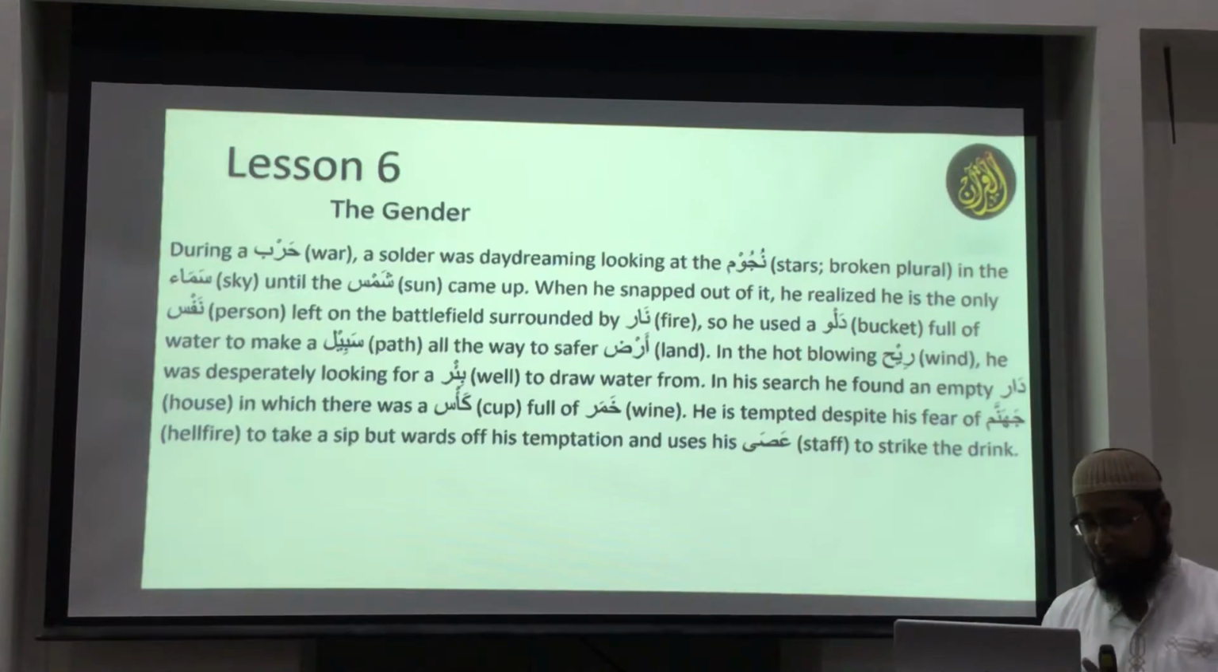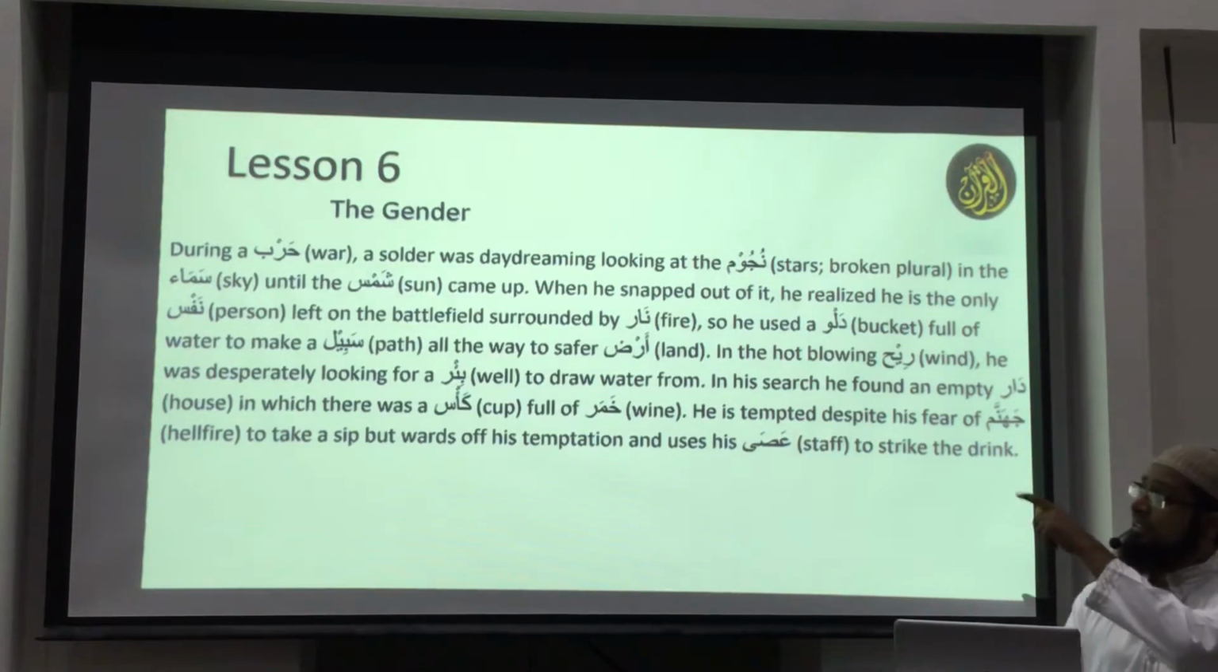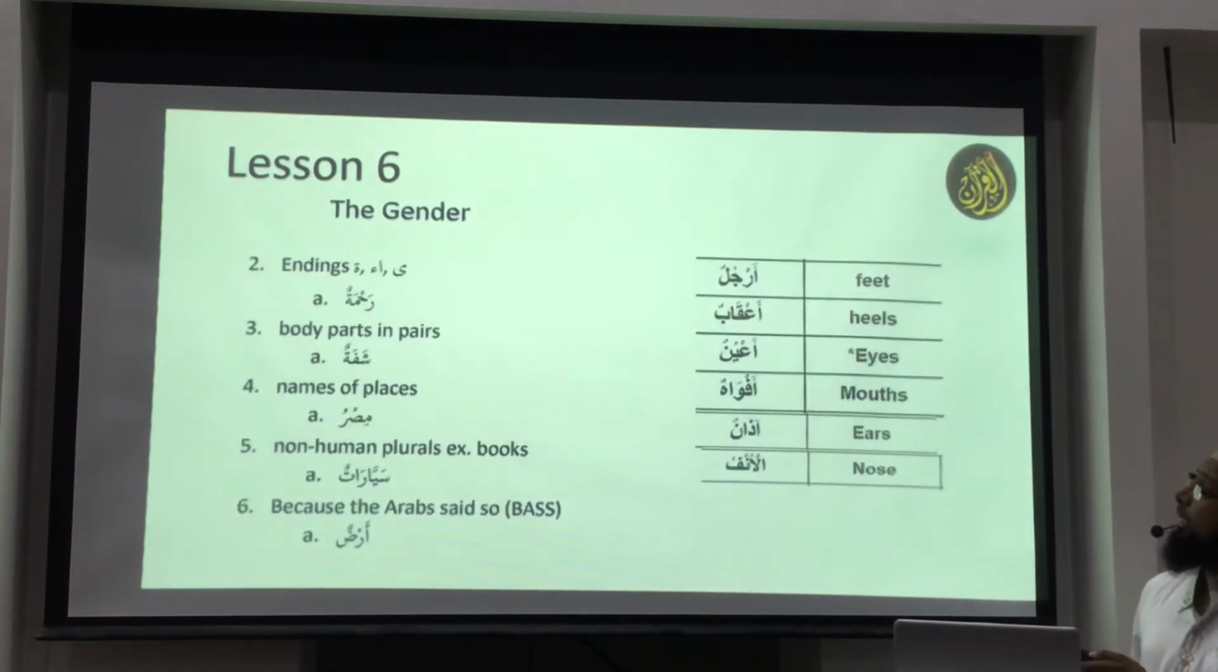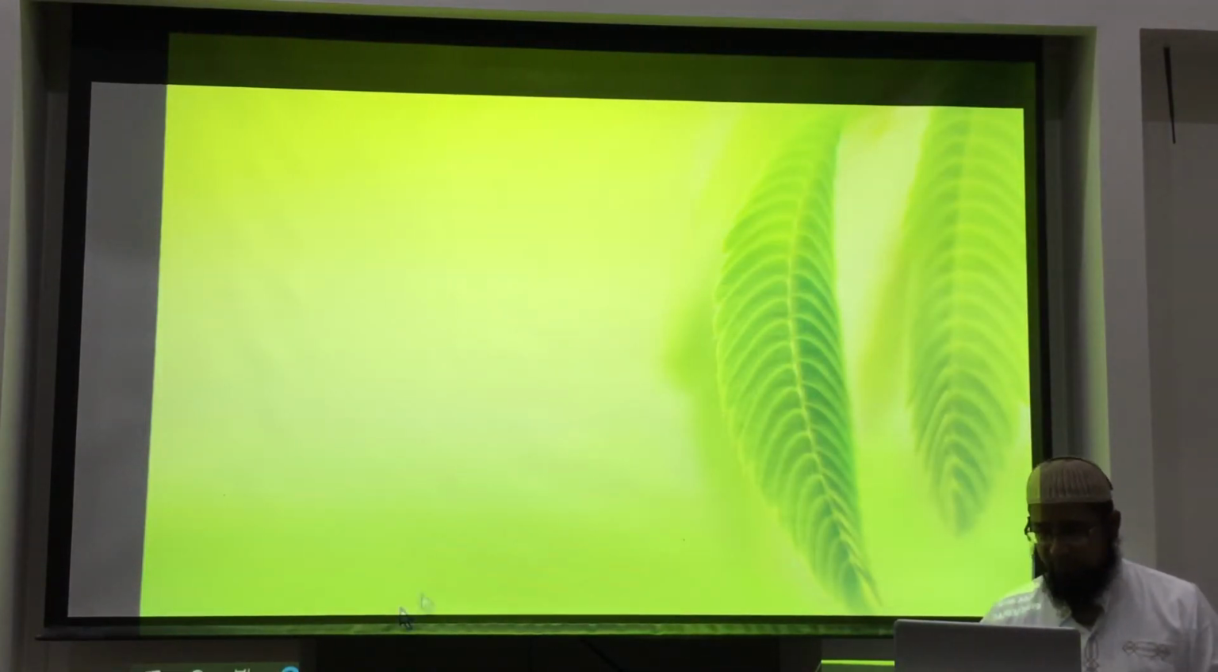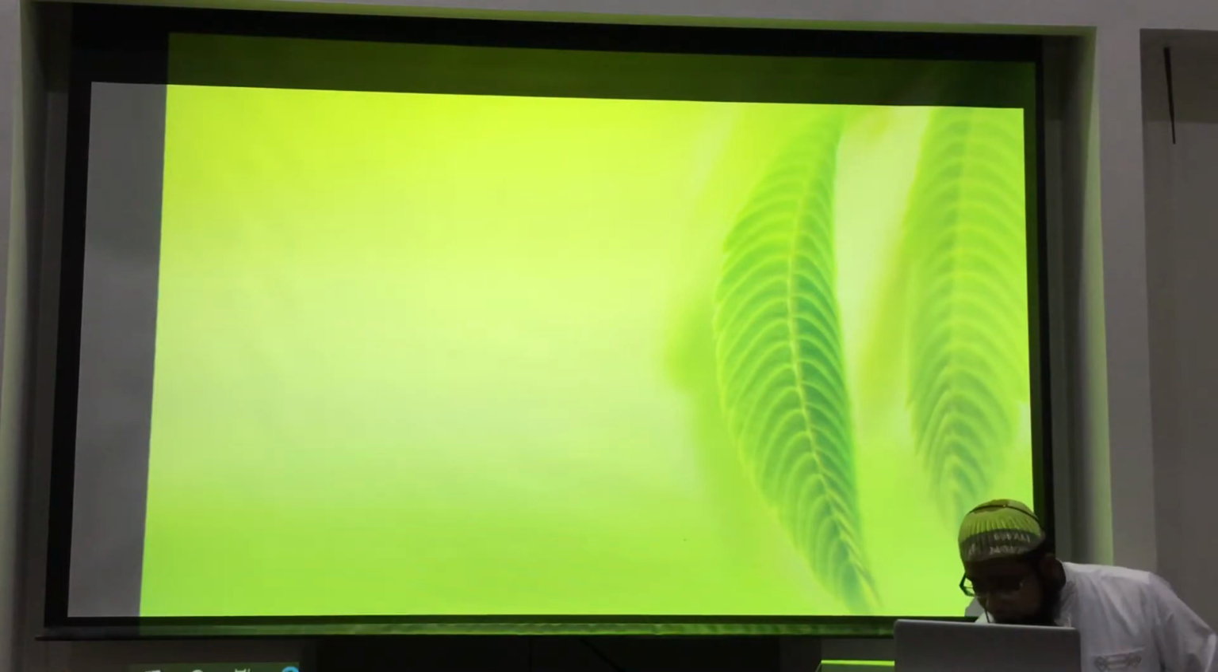Now we're going to do some exercise on yesterday's lesson, gender. If you look, we have a quick look at the genders. So these are the types: body parts, names of places, non-human plurals. Okay. And because the Arabs said so. Okay, so these are the things. We did some examples here also. So let's do some very quick examples and then inshallah ta'ala we'll finish it for today.